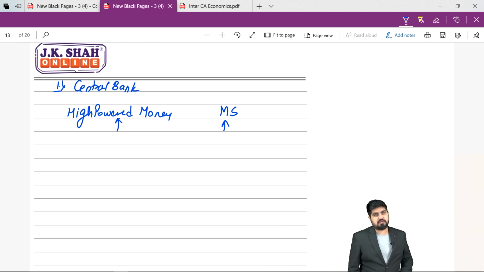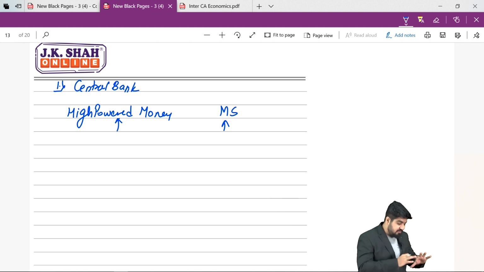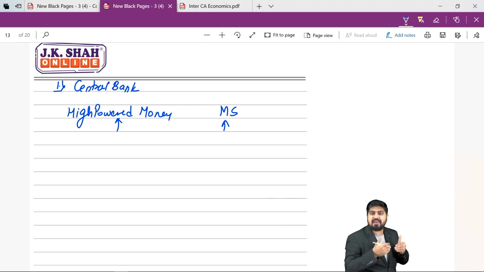But hold on to that thought. While you are saying that there is a direct relationship between high powered money and money supply, you are making a very big assumption. And what is that assumption? The assumption is that behavior of public and behavior of commercial bank should remain the same. That means they will keep on rotating the money. Even if there is additional money printed by RBI and coming into the economy, they will be more than happy to circulate it in the market. So the increase in high powered money increases the money supply only when the behavior of commercial bank and behavior of public remain constant. Okay, remember this.